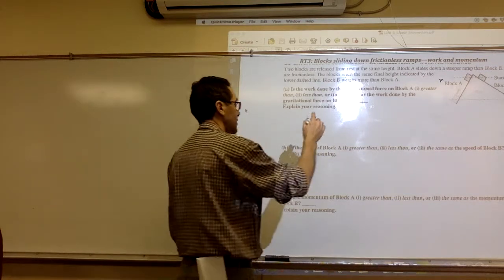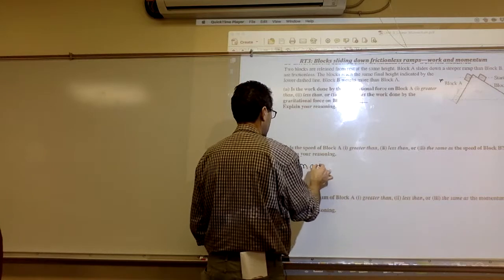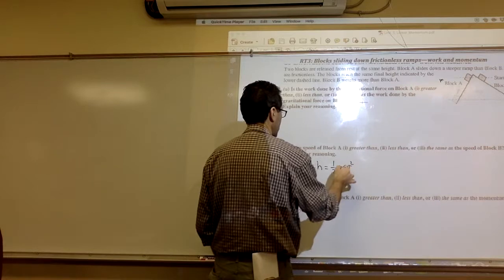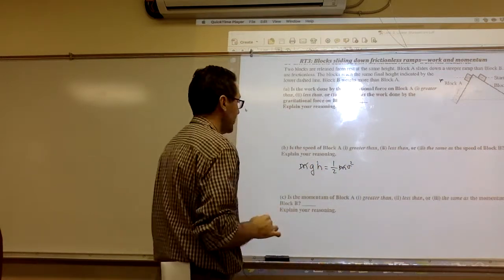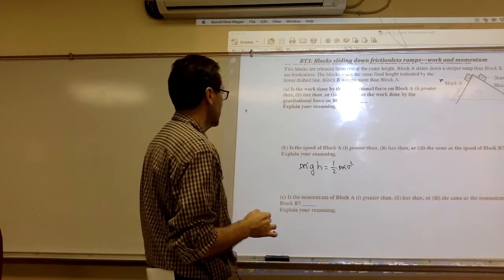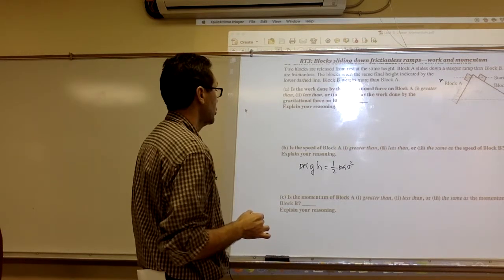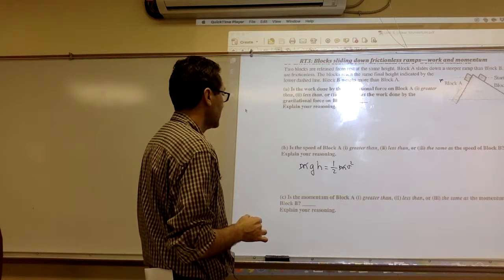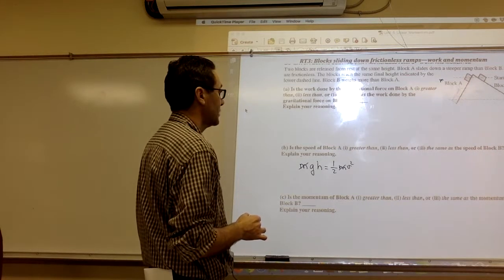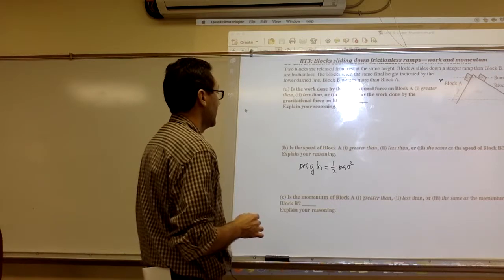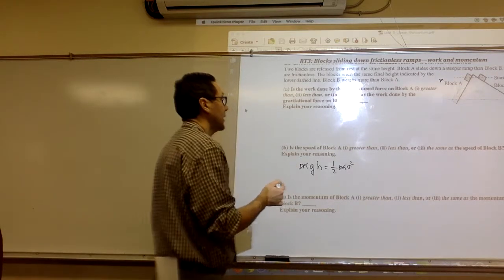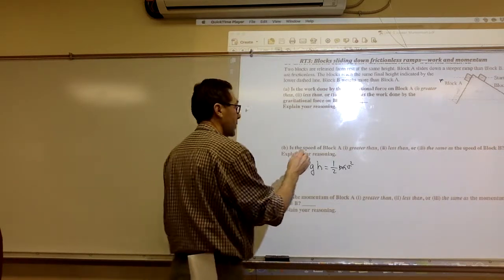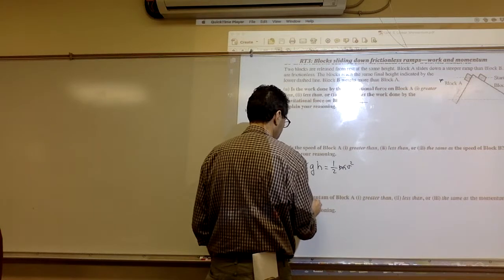Now, if you do conservation of energy, they both start with mgh and they end up with 1/2 mv squared. In this equation, we can divide both sides by the mass, which means the mass plays no role. So they should have the same velocity because they started from the same height. Is the momentum of block A greater than, less than, or the same as the momentum of block B? Well, they both have the same speed. Block A has less mass, so the momentum of block A will be less than.